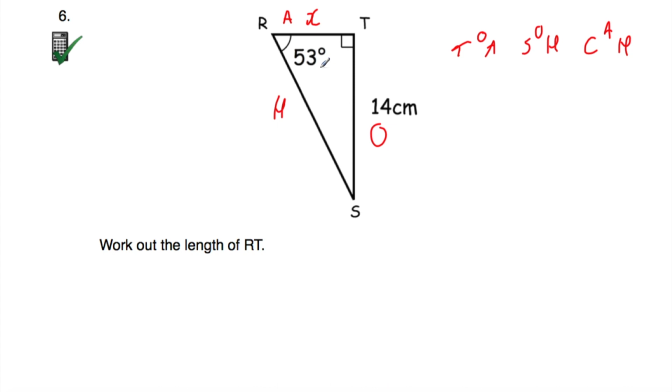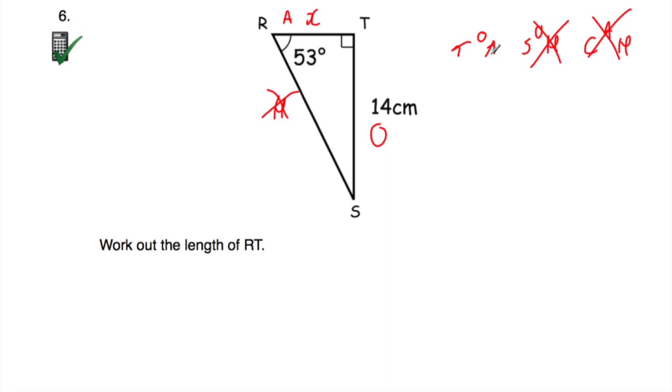Now if we have a look at our question, we're going to be using 2 of those. So we're going to be using the opposite, which is 14 centimeters. We're trying to find the adjacent, but we're not using or having to find the hypotenuse. So we can cross off the h and cross off the 2 triangles involving h. So in this question, we're going to be using tan. So we're trying to find the adjacent.